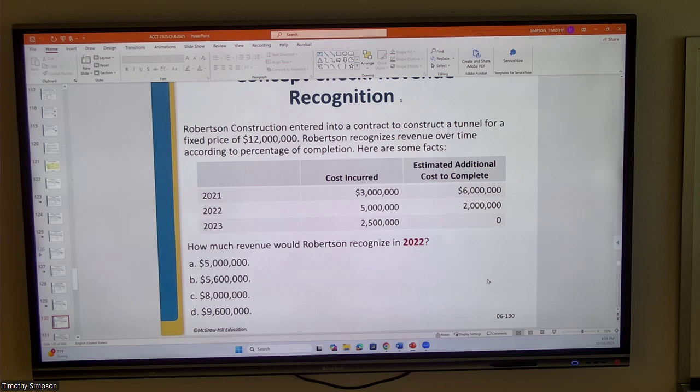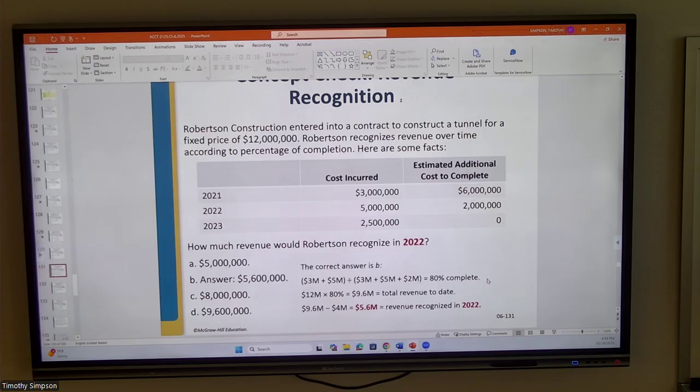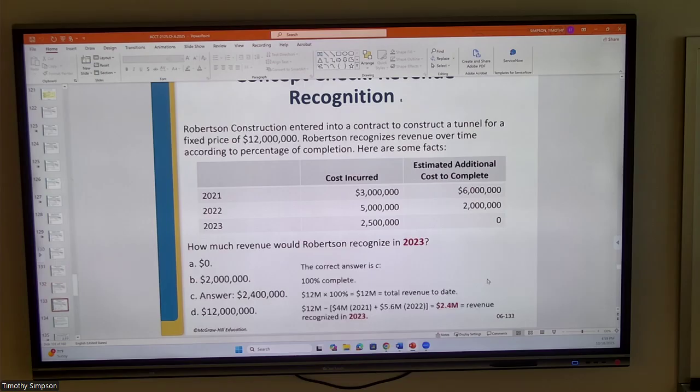Okay, so for 2022, how much revenue would Robertson recognize? Well, we're back to that percentage where we have 80%. So it's going to be 80% of 12 million minus the amount that's already been recognized. We're going to end up with 5.6 million. Why? Because 80% of 12 million is 9,600,000, right? Less the 4 million already recognized, so the amount is going to be 5.6 million as of that year.